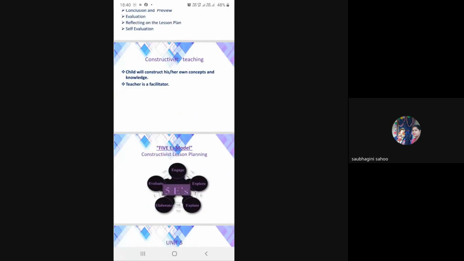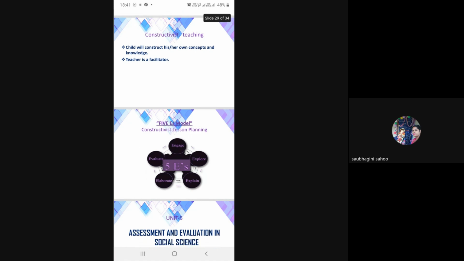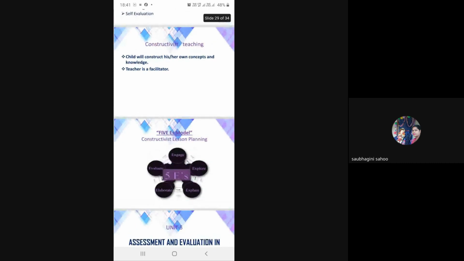In the 5E model there are five steps. First is engage, then the next step is explore, then the third step is explain, then elaborate, then evaluate. This is called a constructivist approach, but the model is the 5E model.